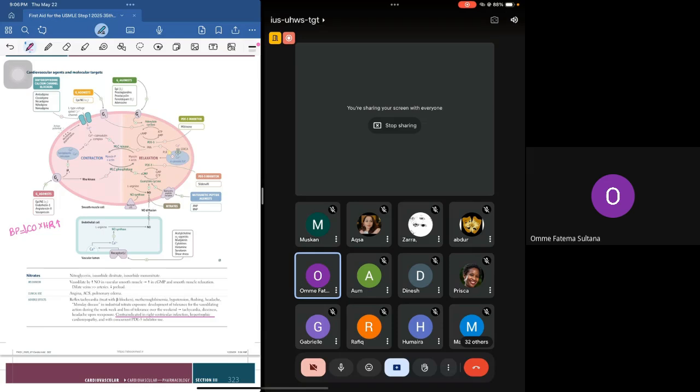Yeah, okay. That means it reduces the oxygen demand. Yes, it reduces the oxygen demand, not the oxygen supply, right? Oh yeah, it has no effect on the oxygen supply. Yeah, okay. Thank you. Welcome.